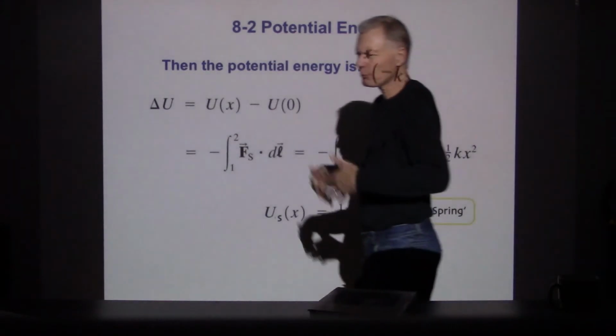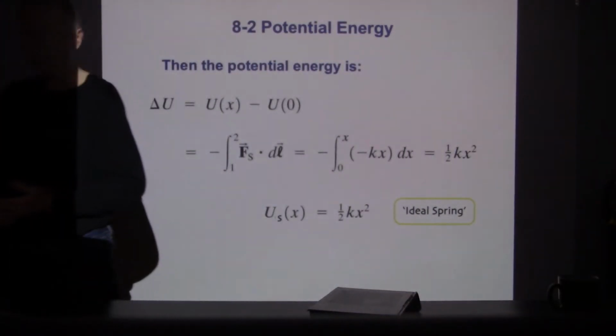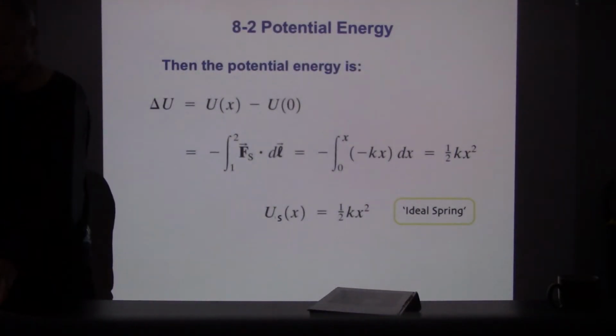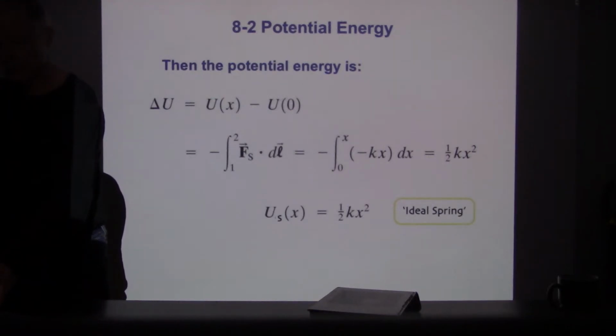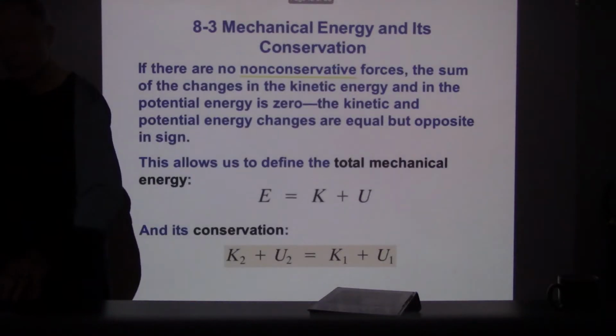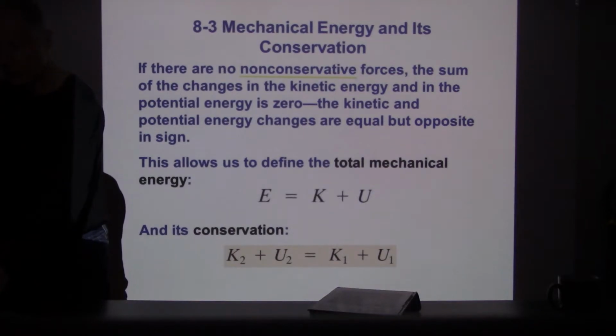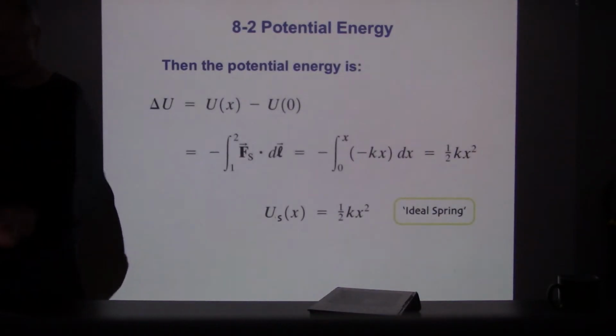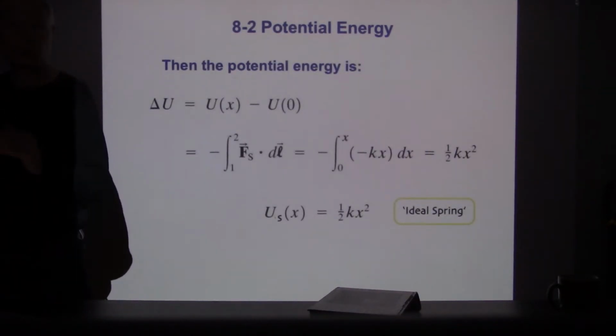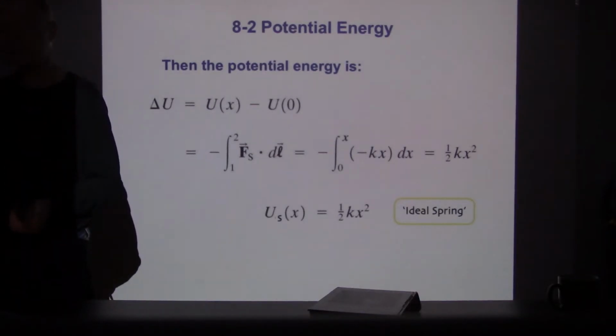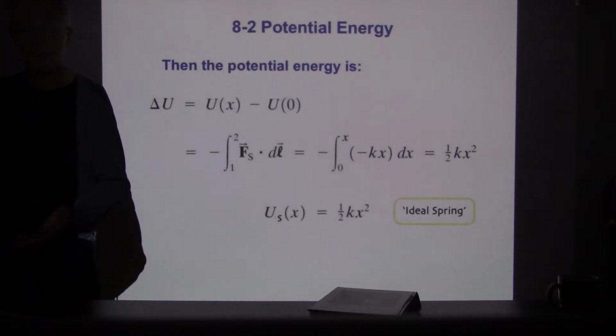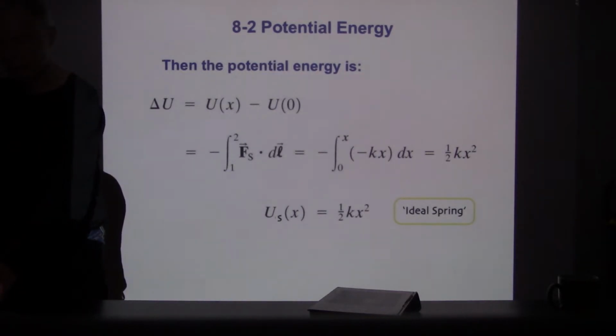We're pretty much going to stay with ideal springs. Take a look at the homework problems. There's a lot of examples there, I think, that you can look at. So what we've got now is gravitational potential energy. We've got spring potential energy, so an elastic potential energy stored in a spring.